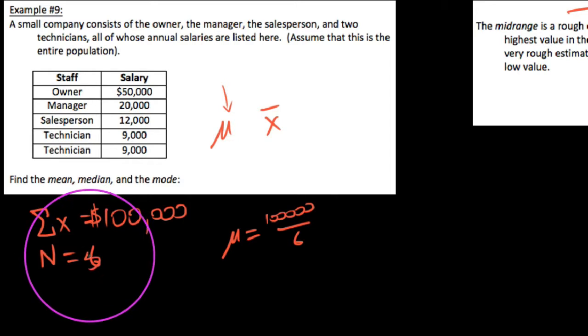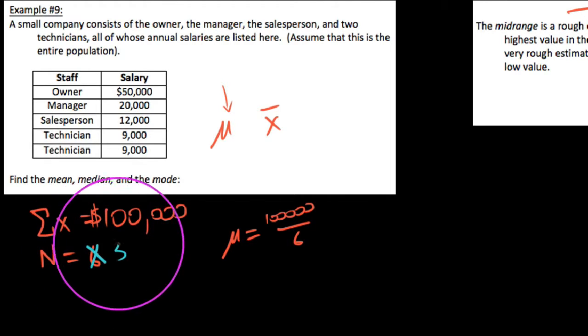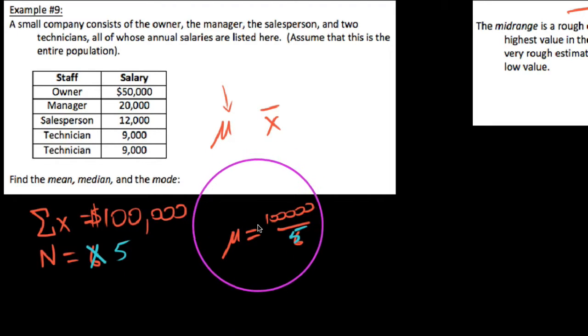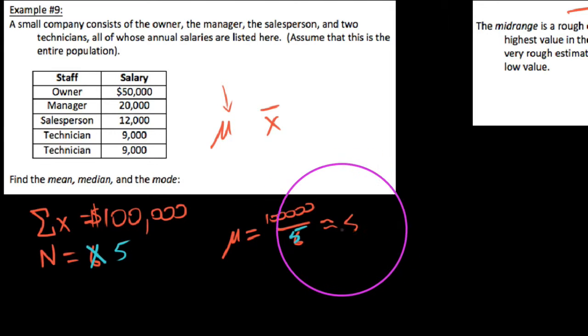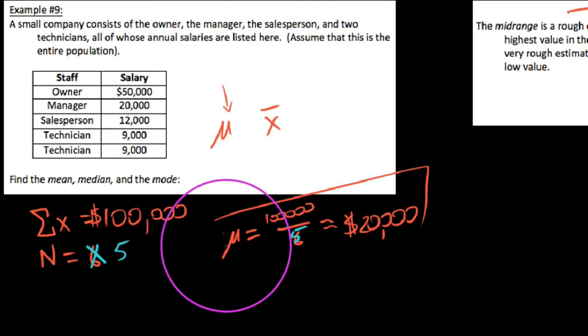Actually, 5. Whoops, sorry. We do have 5 data, don't we? So we have 5 data here. That'll work out a little bit more easily. I was like, wait a minute, if we divide by 6, it's not going to be pretty. We say 100,000 divided by 5, we end up with 20,000. So our mean annual salary here is $20,000 for this one workplace.